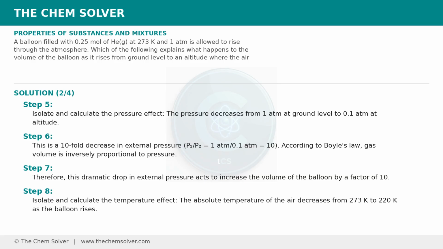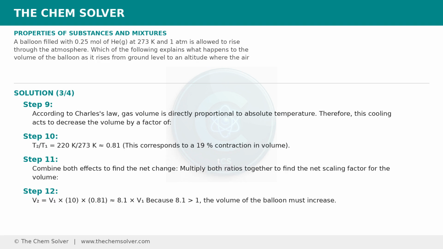Isolate and calculate the temperature effect. The absolute temperature of the air decreases from 273 Kelvin to 220 Kelvin as the balloon rises. According to Charles's law, gas volume is directly proportional to absolute temperature. Therefore, this cooling acts to decrease the volume by a factor of T2 over T1, which is equal to 220 Kelvin over 273 Kelvin, approximately 0.81. This corresponds to a 19% contraction in volume.